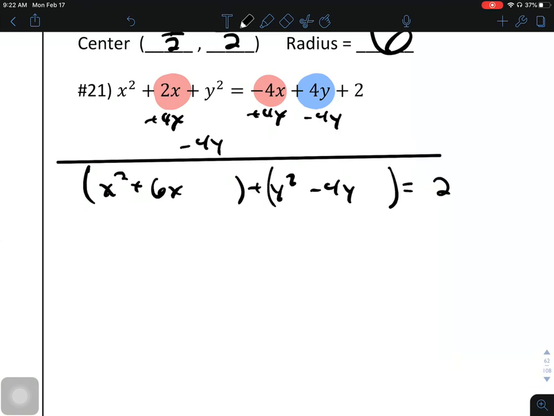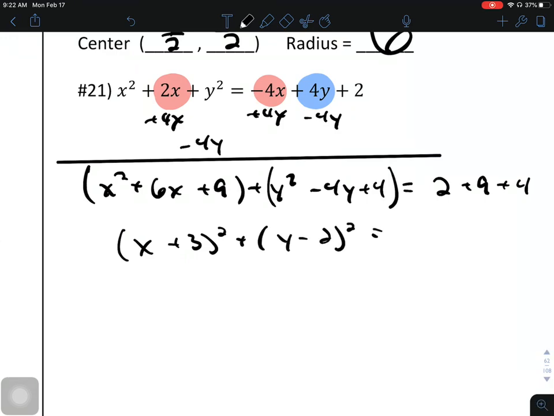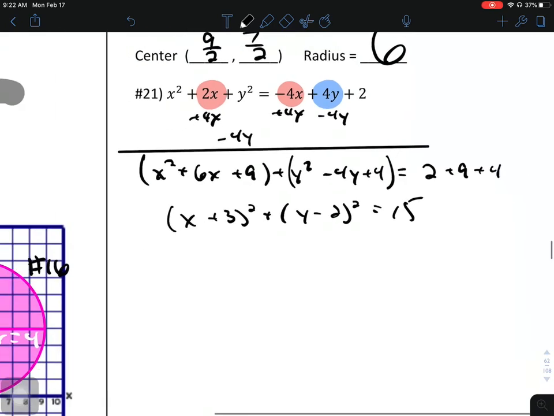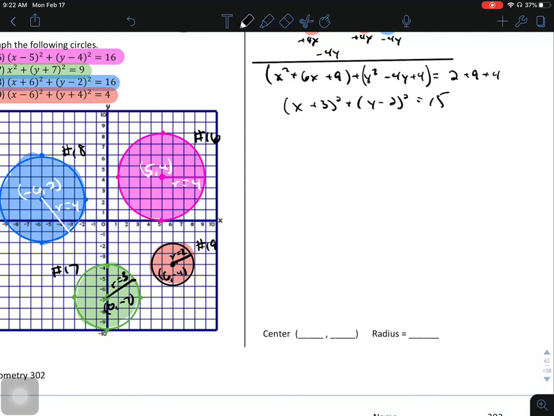Half of 6 is 3. 3 squared is 9. Add it to one side, add it to the other. Half of negative 4 is negative 2. Square that, you get 4. If you add it to one side, you have to add it to the other. This is going to be x plus 3 quantity squared plus y minus 2 quantity squared. 2 plus 9 plus 4 is 15. The center is going to be negative 3, 2, and the radius is the square root of 15. 15 is prime, so we cannot simplify it.